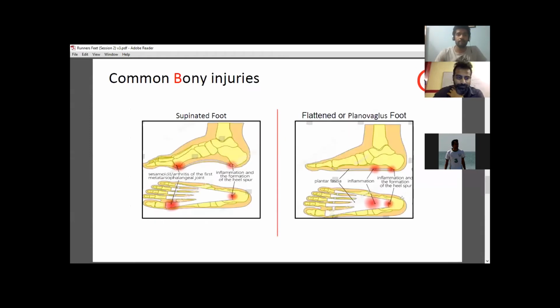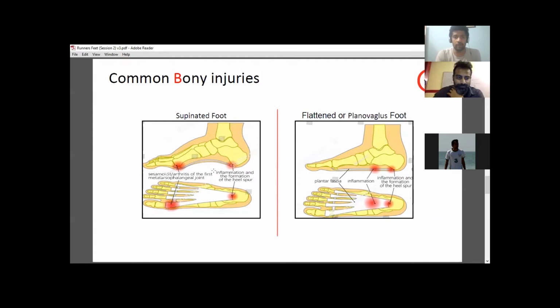These are the ligaments. And the common bony injuries, like I said, are more common in high arch runners than in flat-footed runners, and this is one reason. If you can see these two pictures where I compare a flat foot and a supinated foot, those red marks show us the pressure points, and you can see over here that in the flat foot the sole of the foot is taking all the load, and that causes a headache on its own. That's a different type of plantar fasciitis altogether.